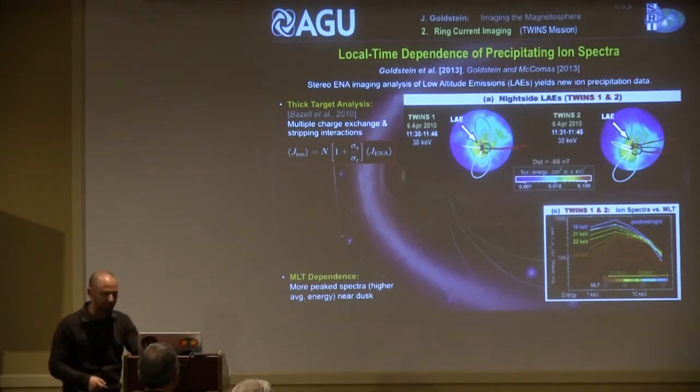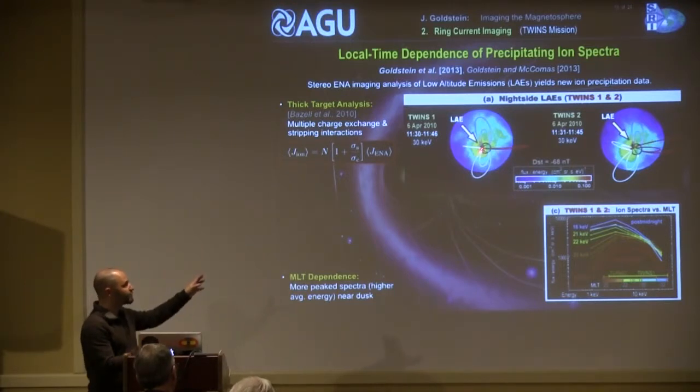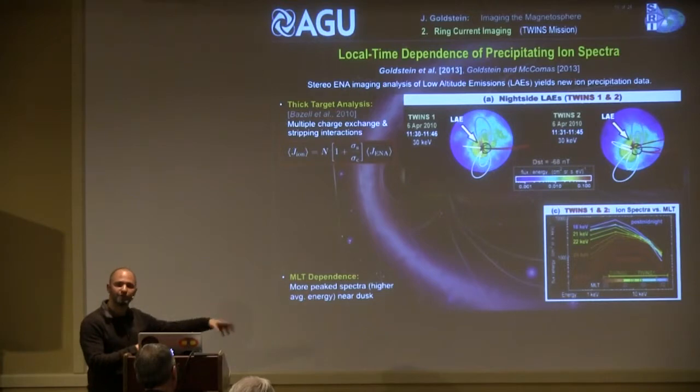So with this local time dependence of precipitation, you can actually start to look at the dynamics of precipitation globally this way, where before this technique of thick target analysis was developed, the low altitude emission was quantitatively ignored in the image.